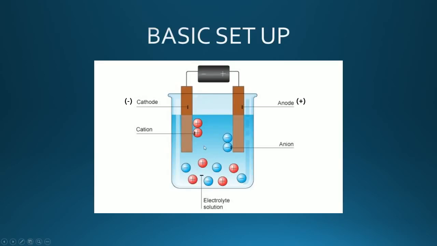So this is a very simple setup whereby you've got the battery pack or the power source connected to the two electrodes. One will be a negative one, which is the cathode. The other one will be a positive one, which is the anode. The cathode will attract cations from the electrolyte solution, whereas the anode will attract anions from the electrolyte solution.